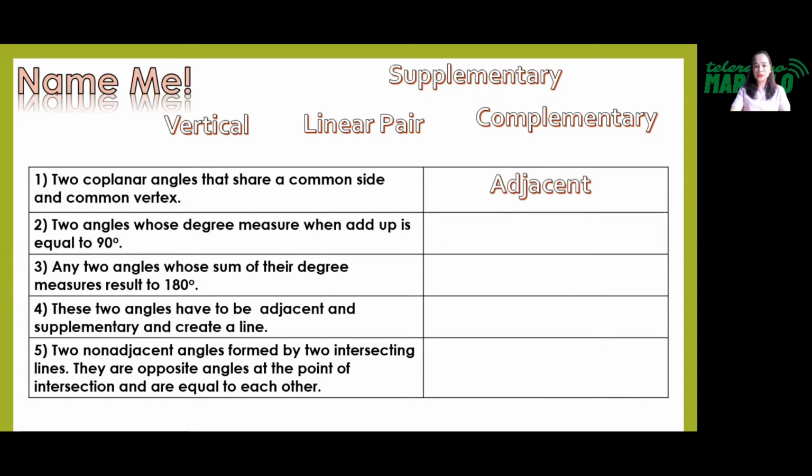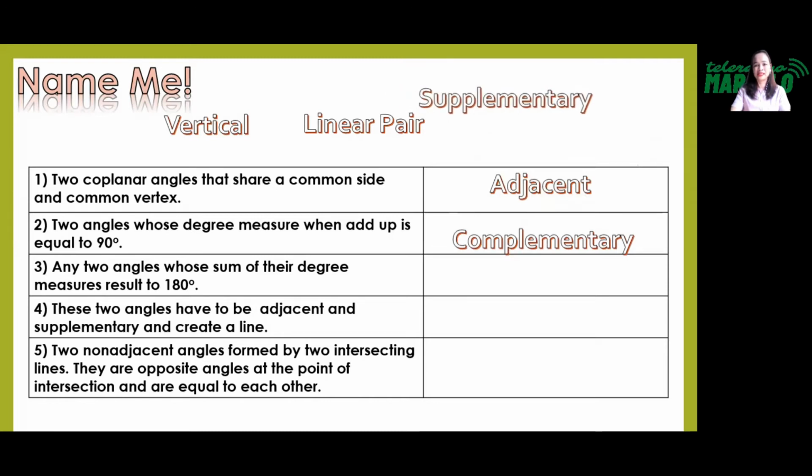Number 2, two angles whose degree measures, when added up, equal 90 degrees. If you have complementary angles, you're correct. Number 3, any two angles whose sum of their degree measures results to 180. And that is supplementary angles. For the fourth one, these two angles have to be adjacent and supplementary and create a line.